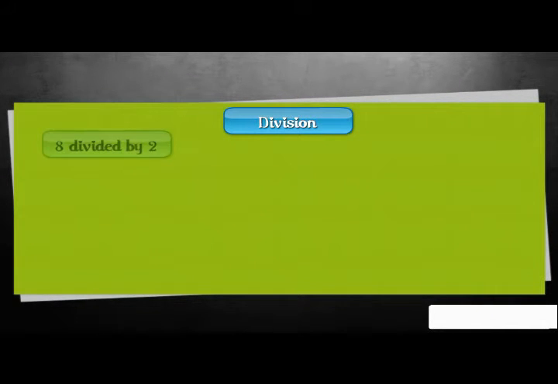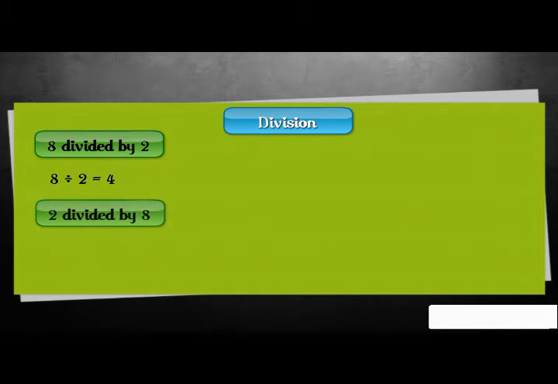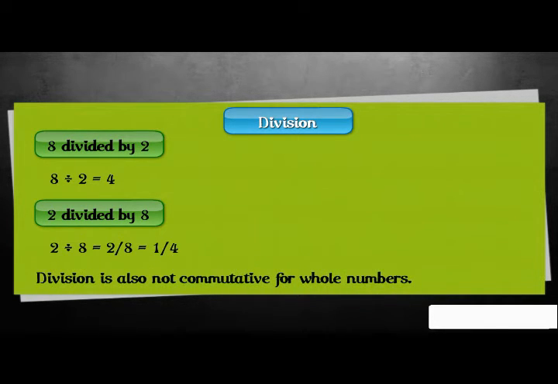Under division too, 8 divided by 2 is 4, and on the other hand, 2 divided by 8 is 1 upon 4. In both the cases, answers are not the same. So we can conclude that division is not commutative for the whole numbers.